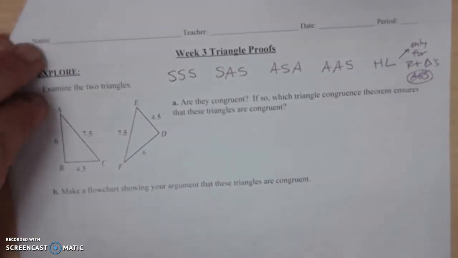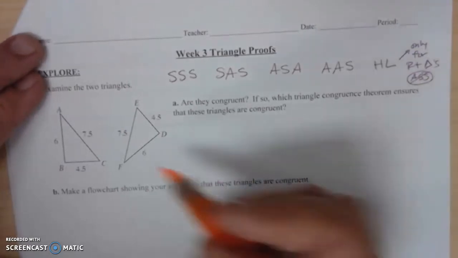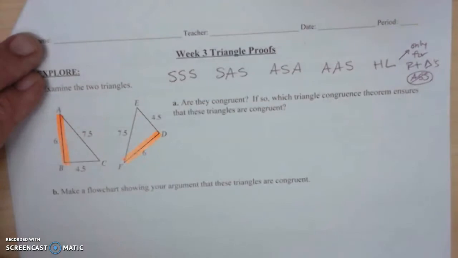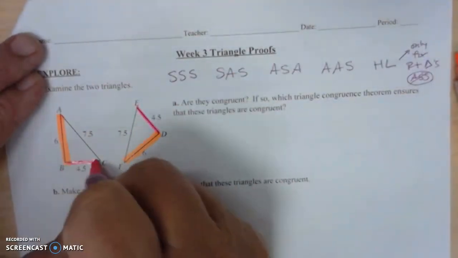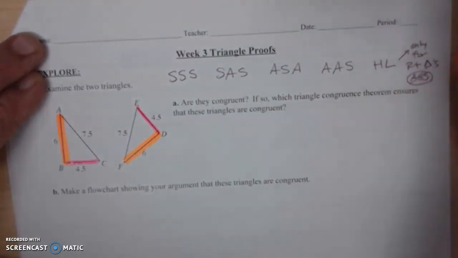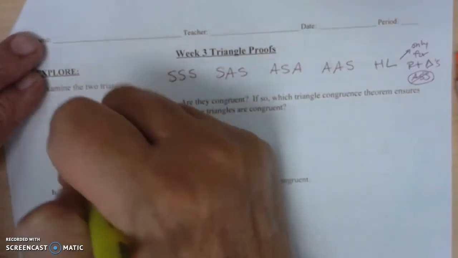For our first problem, are they congruent? So we want to look at things that are the same. This is 6 and this is 6, so they're congruent. They are the same. This is 4.5 and this is 4.5. They're congruent. And then this is 7.5 and this is 7.5.